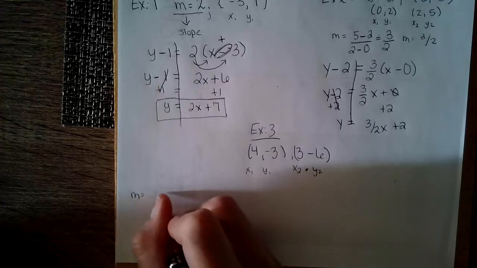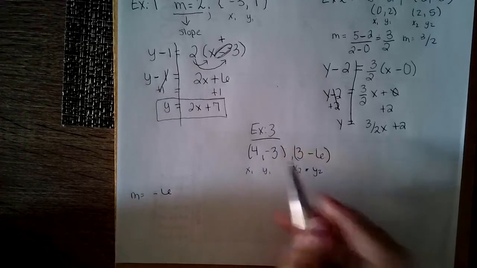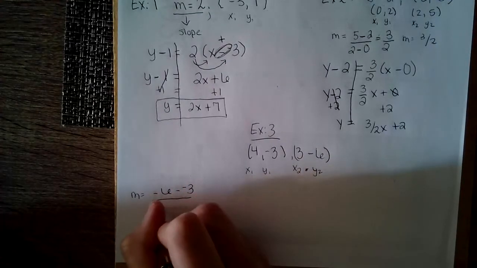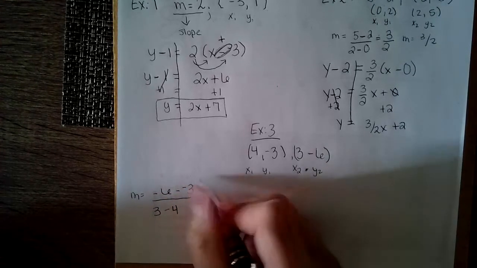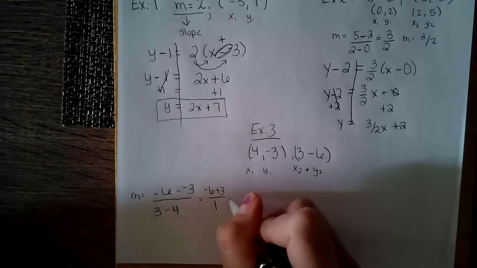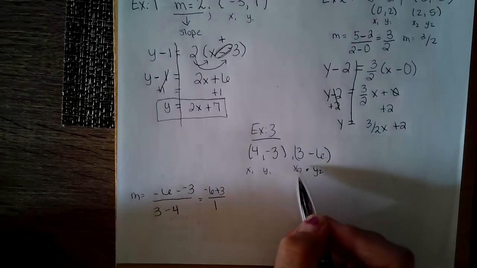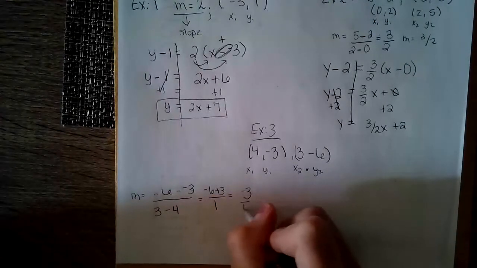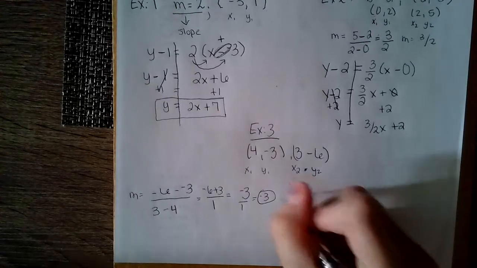M is going to be equal to negative 6 minus negative 3, and I'm going to divide that by 3 minus 4. So this is going to give me negative 6 plus 3 over 1. And that should give me negative 3 over 1, which is negative 3. Okay, so that's my m.